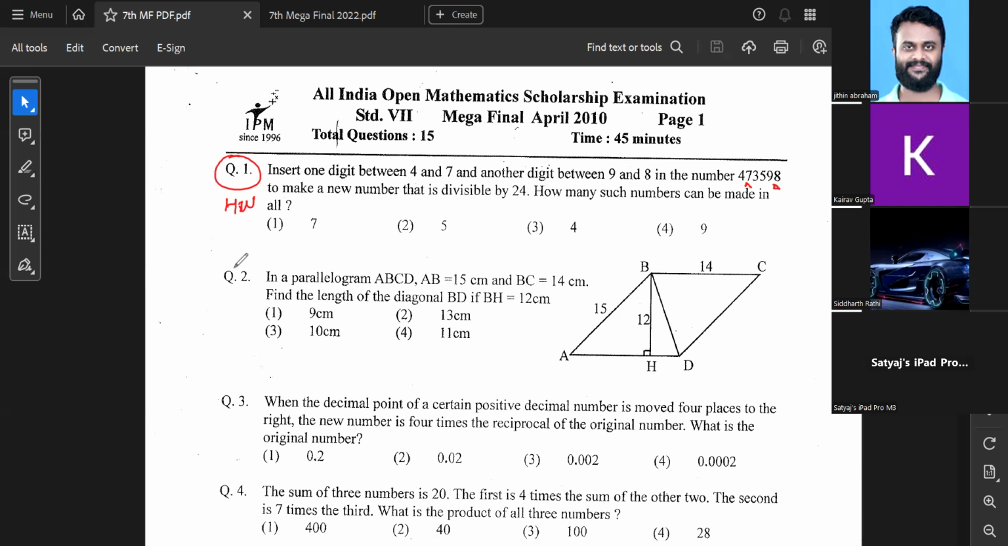Let's go for the next one. In a parallelogram ABCD, AB is equal to 15, BC is equal to 14. Find the length of the diagonal BD if BH is 12. So this is 14, this is 15.